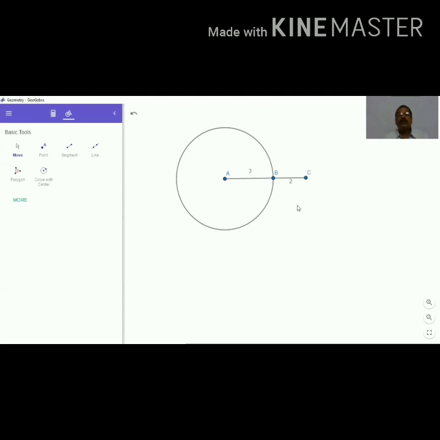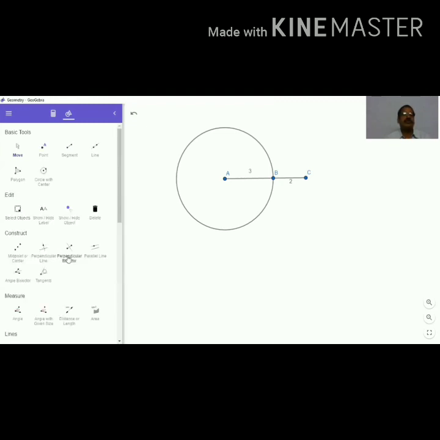For that, we have to draw the perpendicular bisector of AC. Now I am going to draw the perpendicular bisector of AC line segment. Now the intersection point of line segment AC and perpendicular bisector, label it as D.